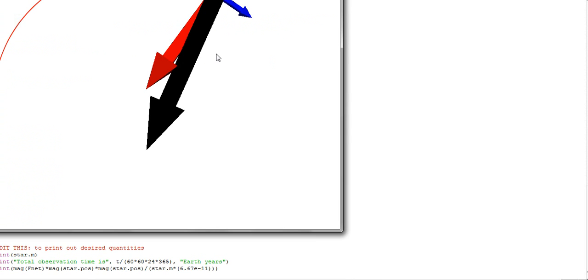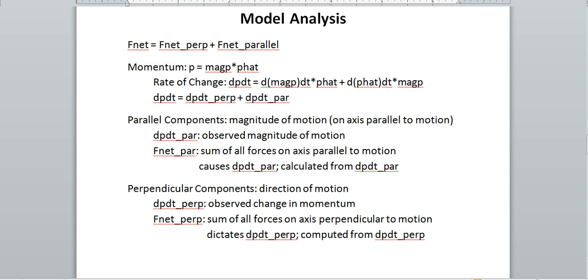So going back, this is the model and all the force components. Now, what does this all mean? So with my analysis, I first thought about the net force and how it's the perpendicular component plus the parallel component. And the momentum principle: momentum equals magnitude of the momentum times p hat, and the rate of change of that is simply the derivative form, and so you have dp/dt perpendicular plus dp/dt parallel, which you can see exactly what that means right here.